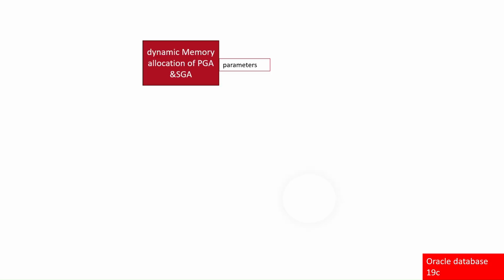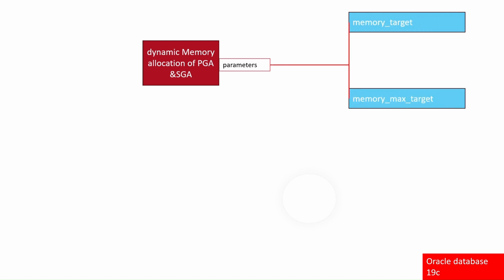Dynamic allocation of SGA and PGA. We have two basic memory parameters for automatic memory management: memory_target and memory_max_target. Let's see them in detail.